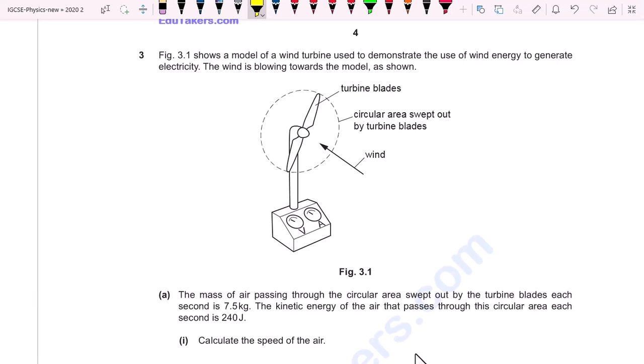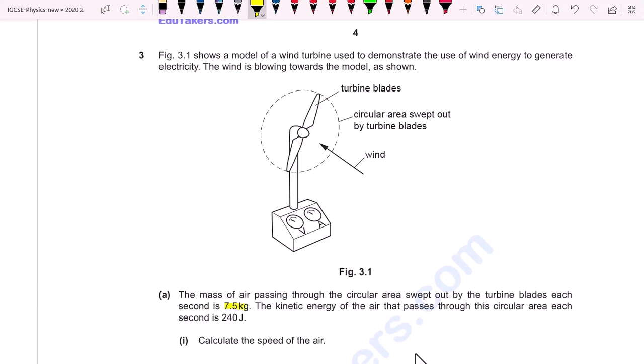Question number 3. Figure 3.1 shows a model of a wind turbine used to demonstrate the use of wind energy to generate electricity. The wind is blowing towards the model as shown. You can see in this figure that these are the turbine blades and the wind is blowing in this direction. Part A. The mass of air passing through the circular area swept out by the turbine blades each second is 7.5 kg. Mass is given as 7.5 kg.